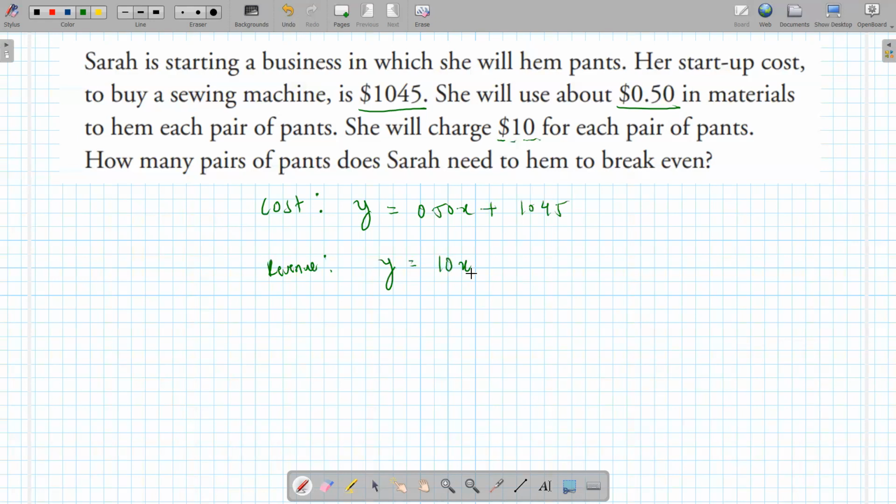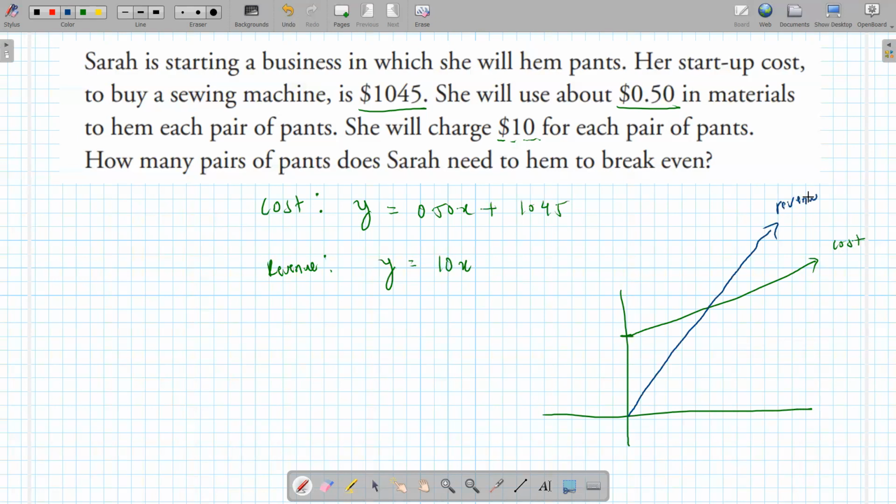How many pair of pants does she need to break even? Now what's happened here is this is your cost, which has a very high y-intercept or a very small slope. This is your cost equation. And then this is your revenue equation, which has a y-intercept of 0, but has a very high slope. Like that. You see at this point, they both meet, yeah? At that point, the revenue is equal to the cost, and that's what we're trying to find. We're trying to find what this point is. How do we do that?